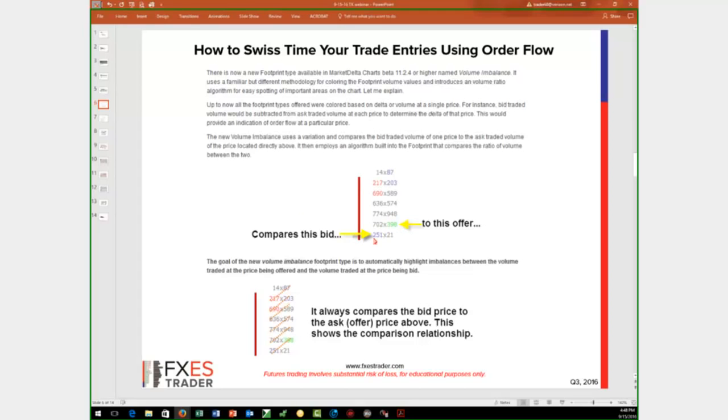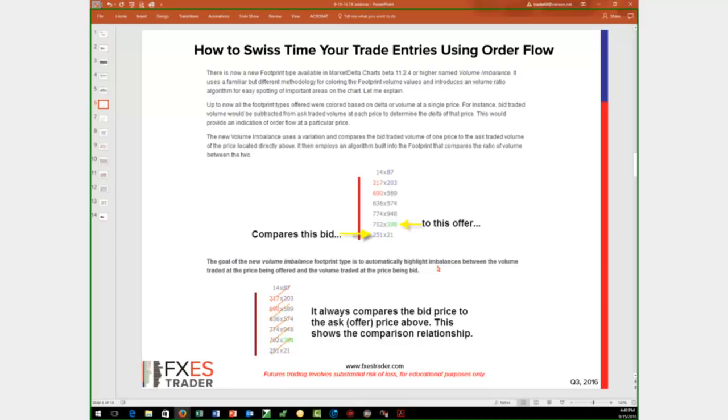So going through, just comparing the offer to the bid, it's almost a diagonal relationship. Really, the goal of the new volume imbalance footprint is to automatically highlight imbalances between the volume traded at the price being offered and the volume traded at the price being bid. This will make more sense when we get into the software, but I want to cover the basics first. It always compares the aggressive aggregate total price to the ask or offer. So this shows essentially the comparison. The key here is you want to see a larger percentage of one versus the other.